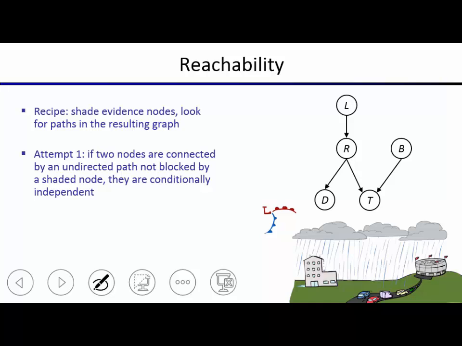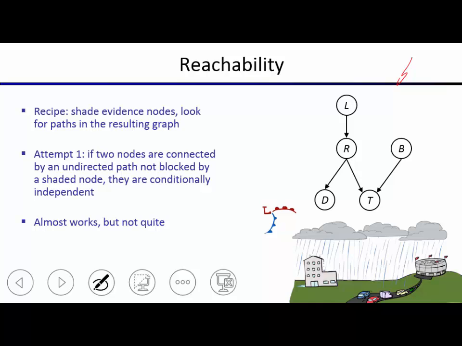So let's look at a graph, and we'll try to figure out whether there are conditional dependencies by just looking at the graph. The first attempt, which is the one that I suggested here, is if two nodes are connected by a path and not blocked by a shaded node, one that's observed, they are conditionally independent. That'd be a simple attempt. Well, there's a path in the graph, so whenever that path is blocked by an observation, things become conditionally independent. That might be the natural thing to think, but it's actually not the answer. It's almost, but not entirely.